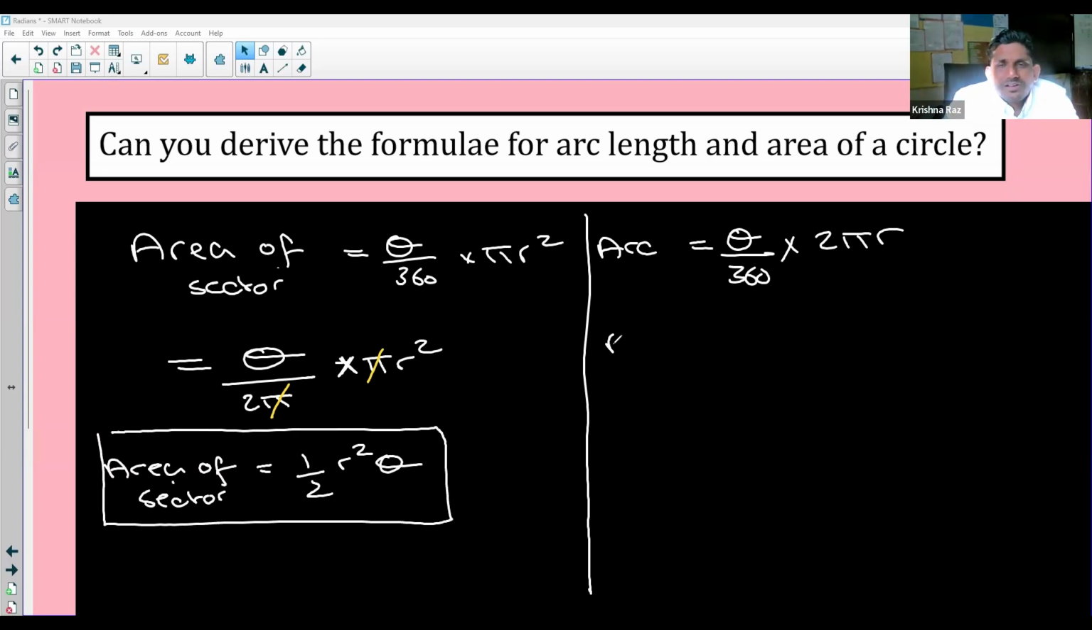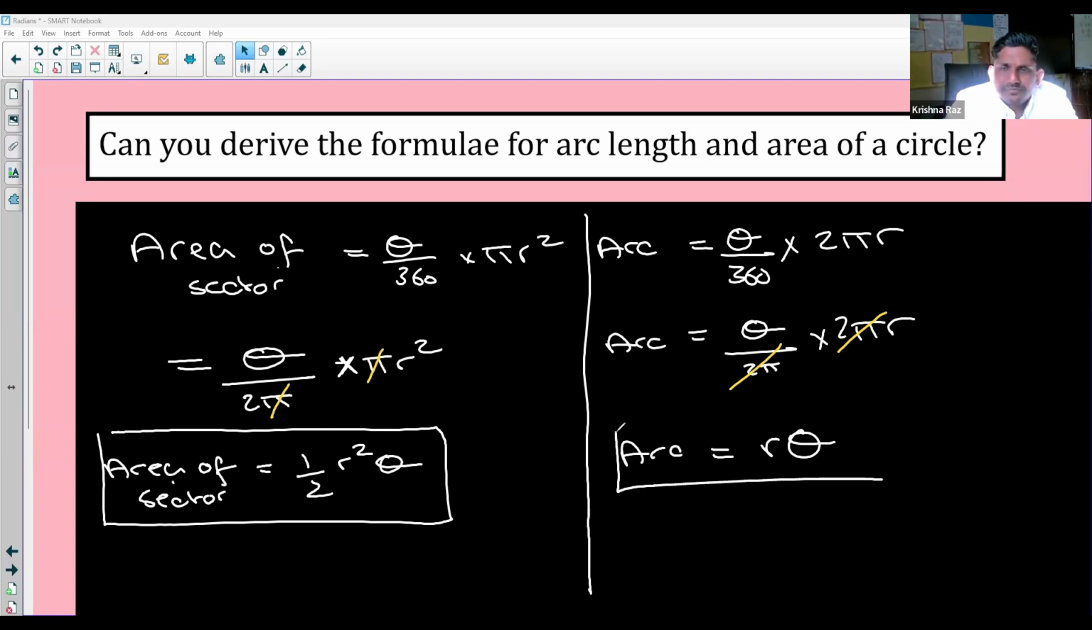We do the same for the arc length. We know that 2 pi radians is 360 degrees. This time, both the 2 pi's cancel, and we get that the arc length is equal to r theta. I'm not sure why I wrote theta r squared, then r squared theta, or theta r and r theta. It's just the way we remember them, really.